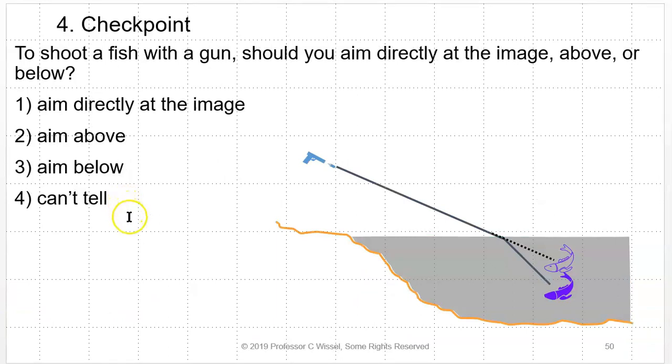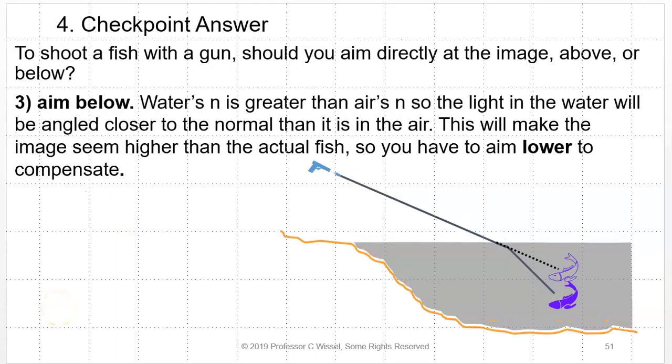Okay, to shoot a fish with a gun or to hit it with a spear, do you aim directly at the image, above, or below? You aim below. Water looks shallower than it is. The fish is actually down here. It looks like it's here, but it'll actually be about 30% deeper than it looks, because this is a higher index of refraction than this is, so the light's going to bend toward the normal when it encounters this interface. So you've got to aim lower.